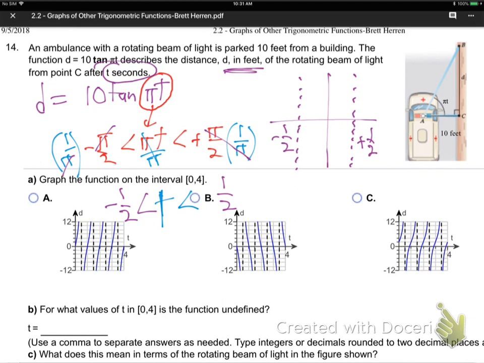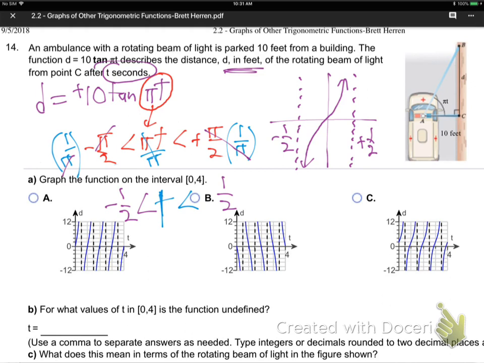Tangent, what does tangent do in the middle of his asymptote lines? He's a snake. He goes up to the right because this is a positive 10 in the front. It's going up to the right. Very fast, though, huh? That 10 is going to make it go almost like a straight line. You can see how these graphs are that way. So which one is going up to the right between minus a half and positive a half?